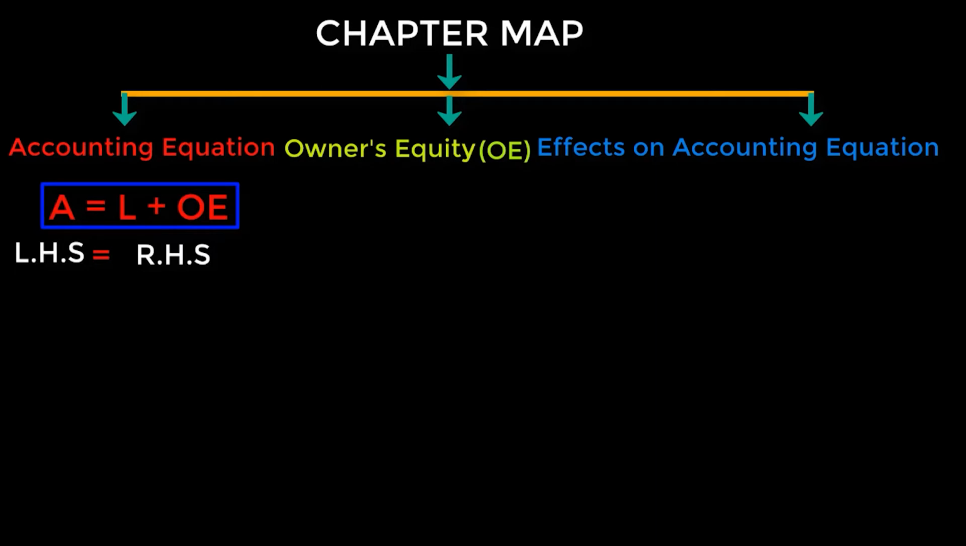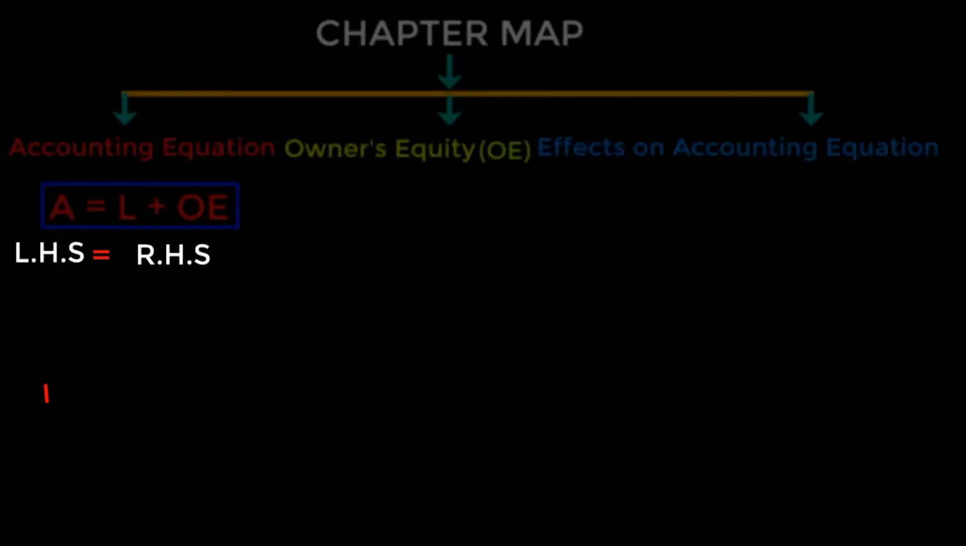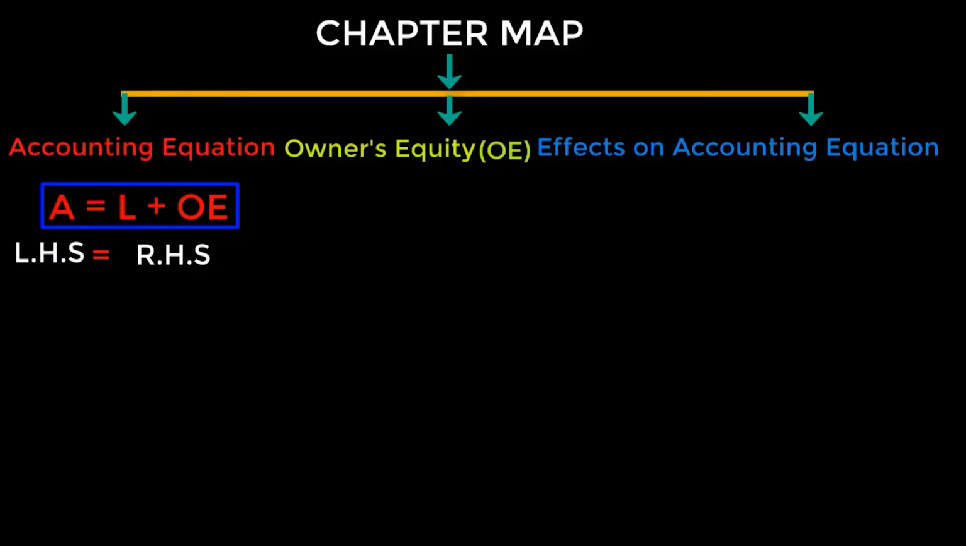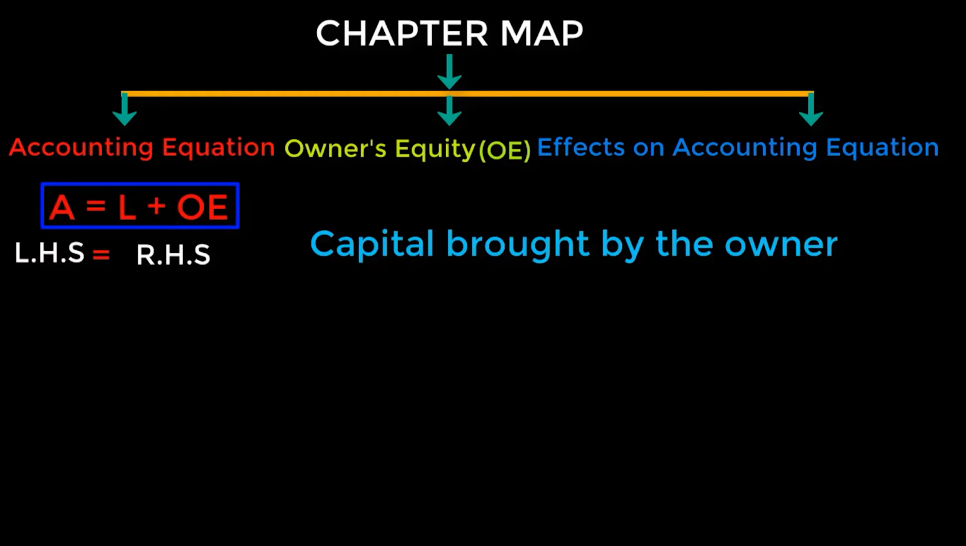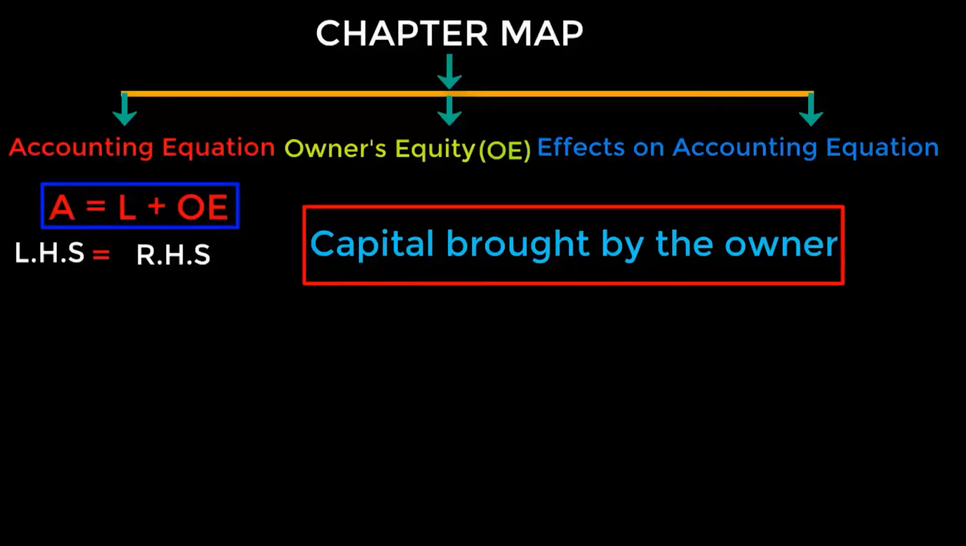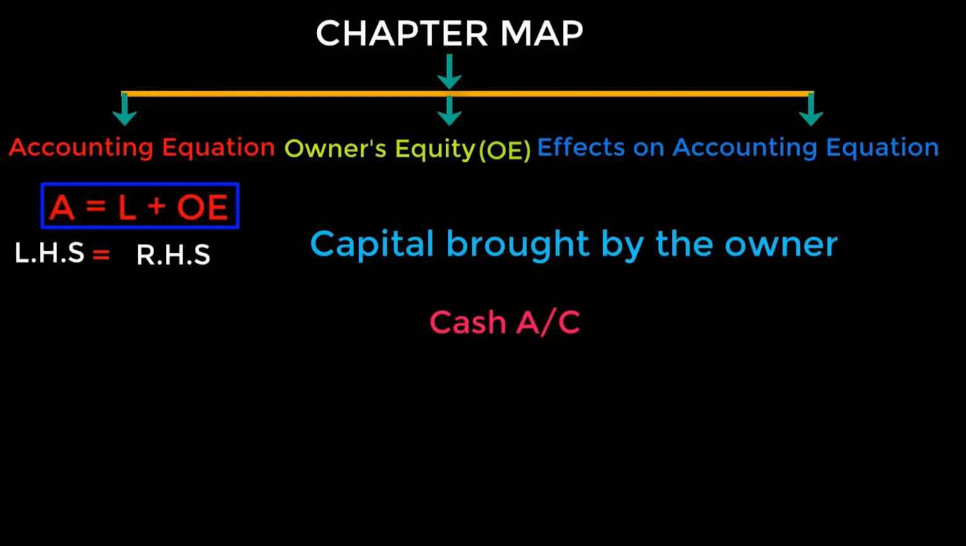There are some transactions due to which both of this left hand side and this right hand side get changed, and there are some transactions due to which either this left hand side get changed or this right hand side get changed. For example, capital brought by the owner. This is a transaction. There are 2 accounts here. One of them is cash account and the other is capital account. Can you tell me whose element is this cash account?